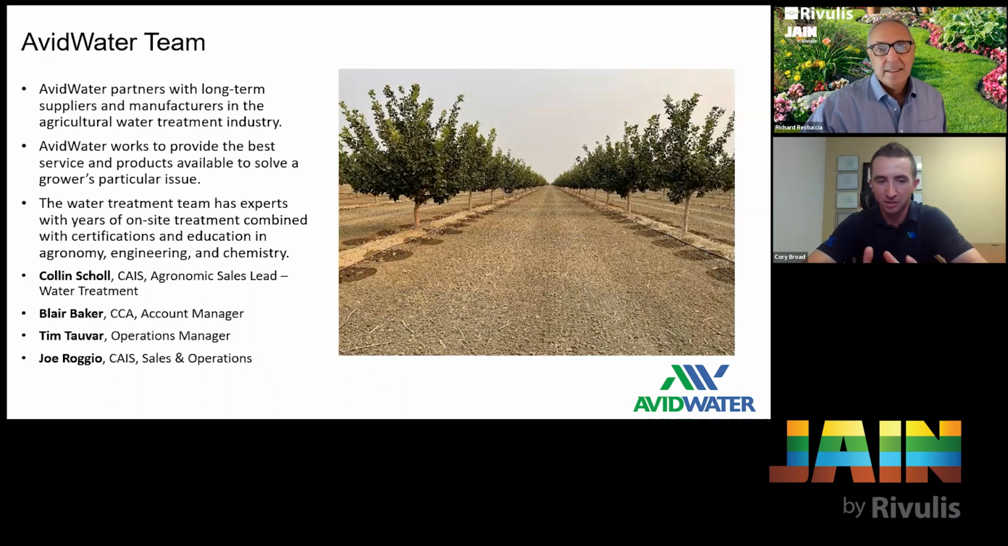We have Blair Baker up in Northern California. She's a certified crop advisor, and she's one of our account managers working with growers. And she's unique in that her background is in water management and scheduling, but also irrigation construction, and then is also involved in the water treatment side of our business. So she's very well rounded and capable of, again, being able to diagnose why there are changes in the system, what product should we use, how is it going to interact.